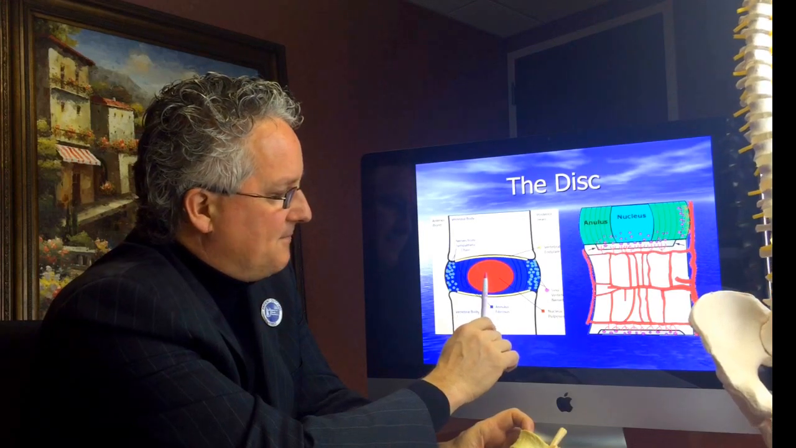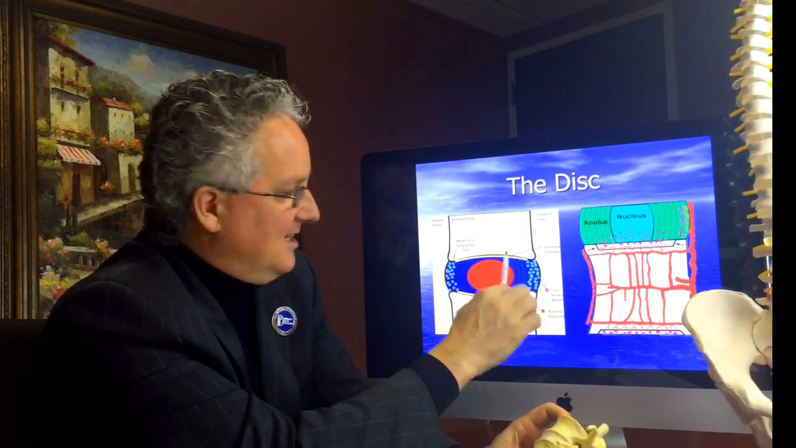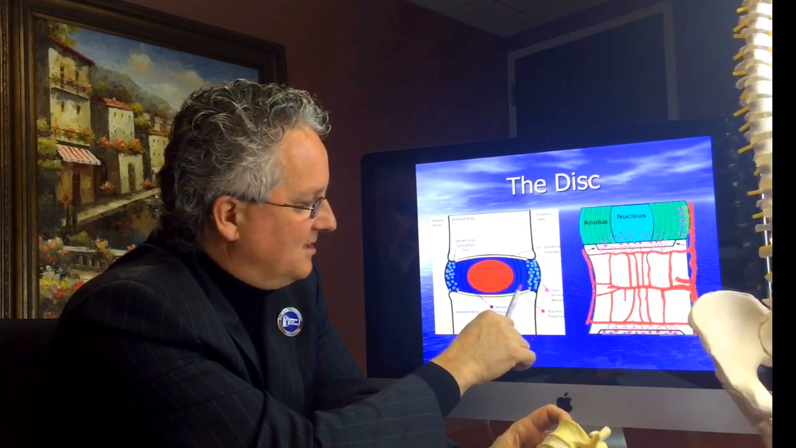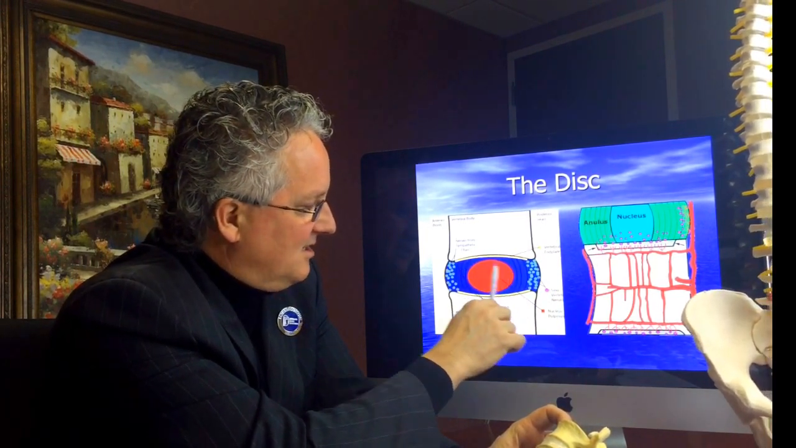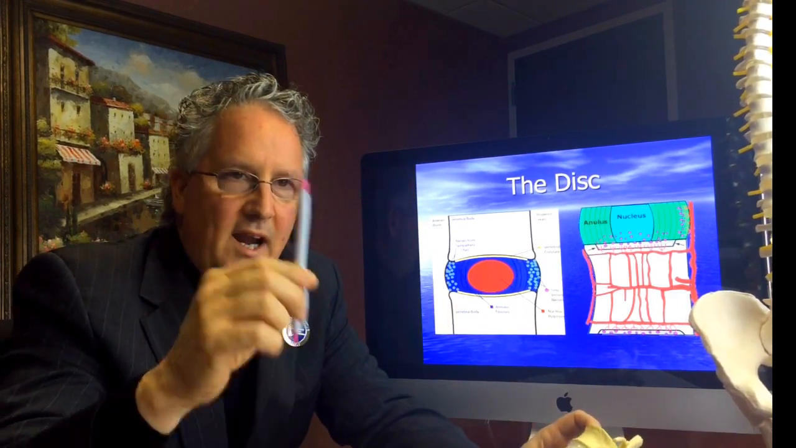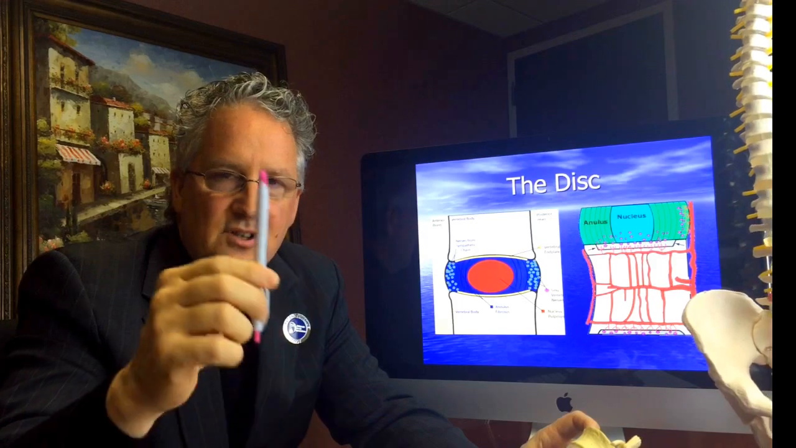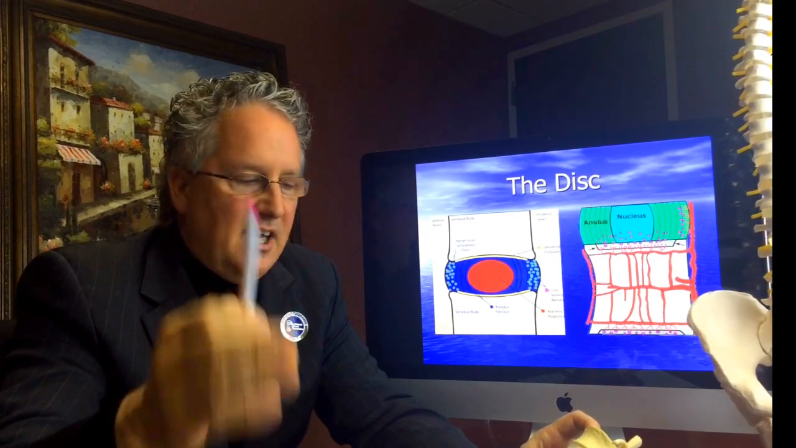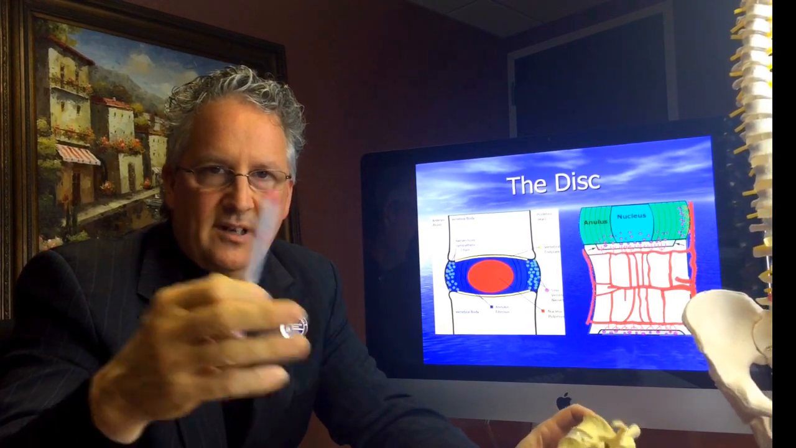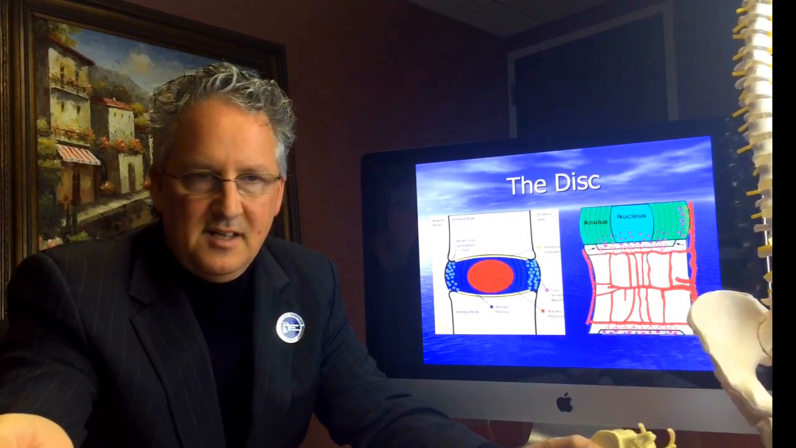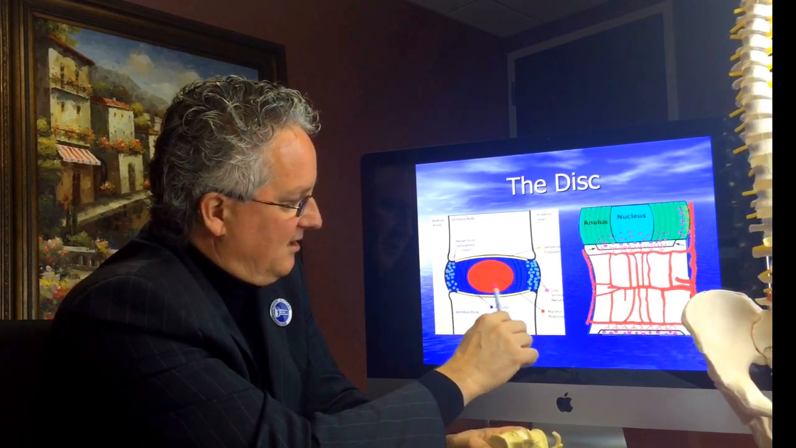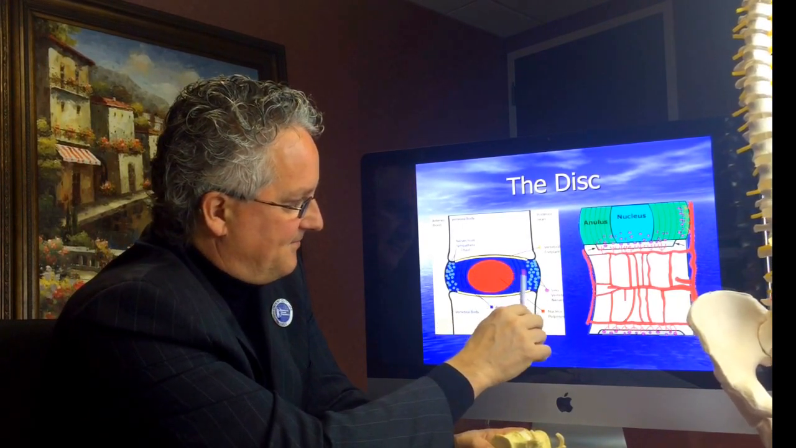The jelly inside the disc gives stability to the outer portion of the annulus. So the jelly gives stability to the outer portion the same way air gives stability to the tires on your car. So when the tires in the car are properly inflated, the tire is more stable. But as the tire starts to run out of air and you develop a flat tire, the tire is less stable. Same thing with this nucleus. The nucleus gives stability to the annulus.